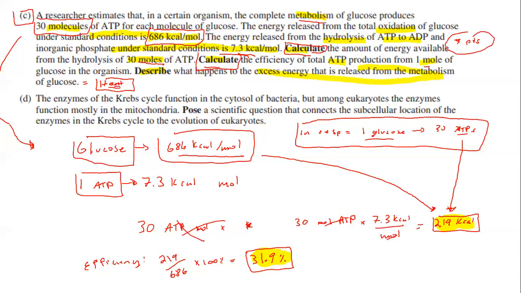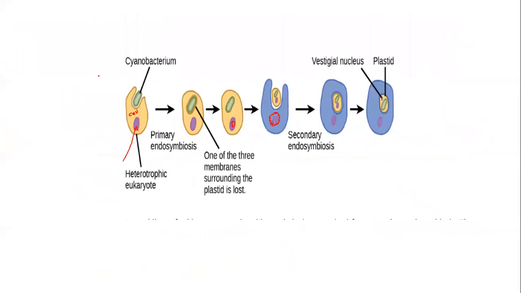Then it says the enzymes of the Krebs cycle function in the cytosol of bacteria, but among eukaryotes, they mostly function in the mitochondria. Pose a scientific question that connects the subcellular location of the enzymes in the Krebs cycle to the evolution of those eukaryotes. That leads into what I already talked about: if you had an ancestral bacteria cell, the enzymes were in their cytosol, right? So they had enzymes that helped break down cell respiration, and that's where all those enzymes are.